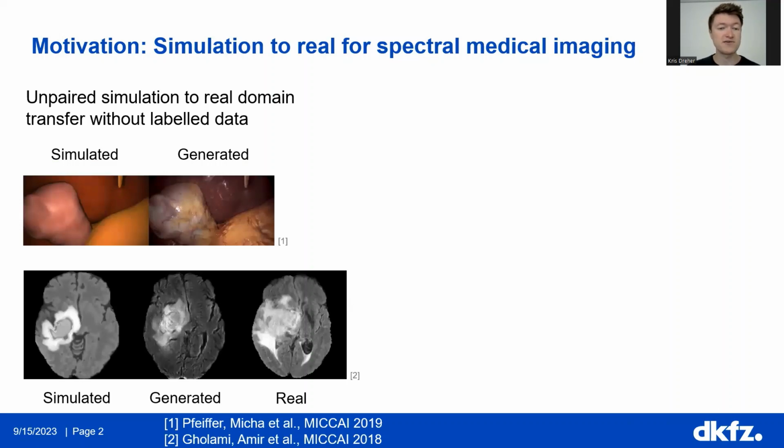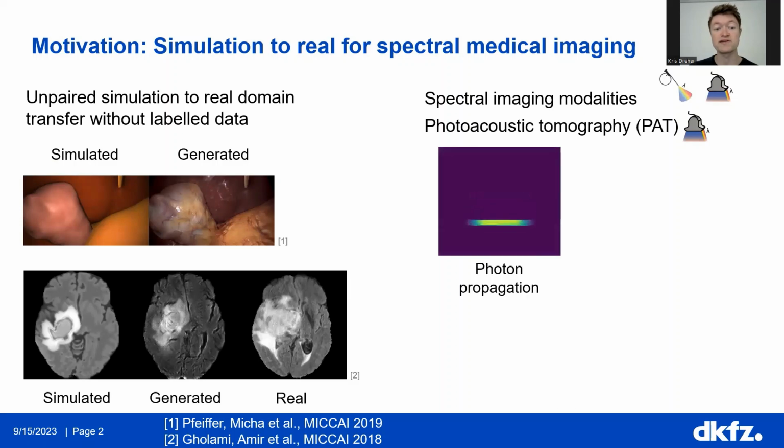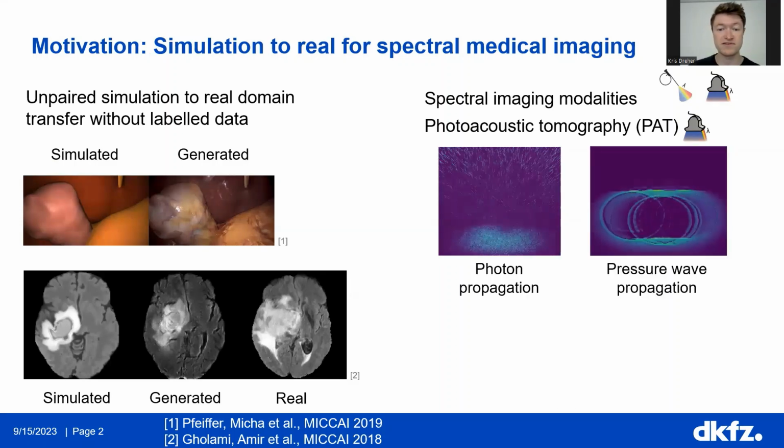But we wanted to take a look at spectral imaging modalities, meaning imaging modalities using multiple wavelengths. We applied our method to two different modalities, but in this talk, I will focus on photoacoustic tomography. It is an emerging non-ionizing technique that utilizes both the way photons propagate in tissue and the way ultrasound pressure waves propagate in tissue. This brings a lot of challenges.